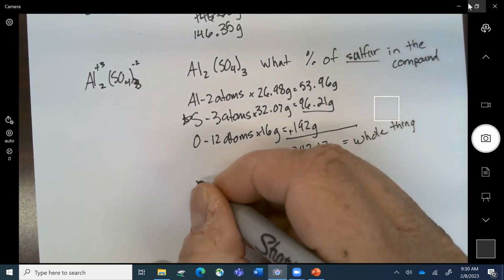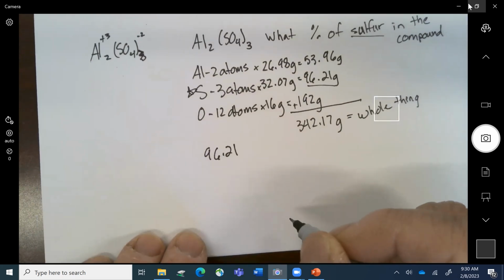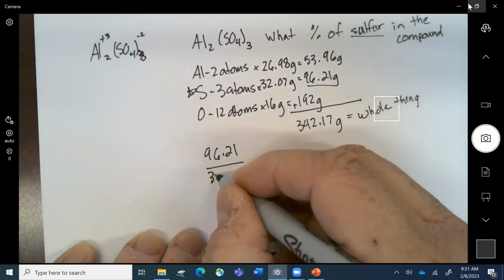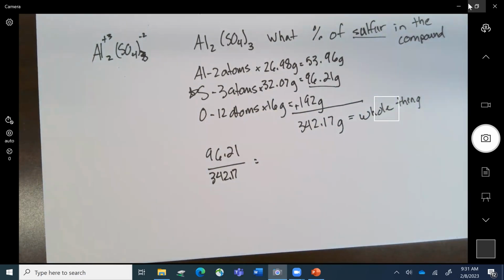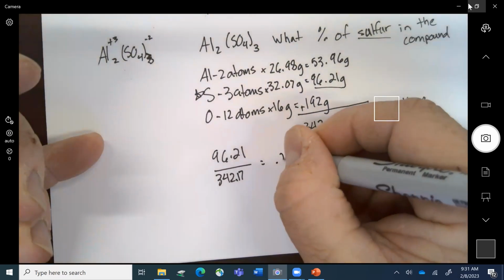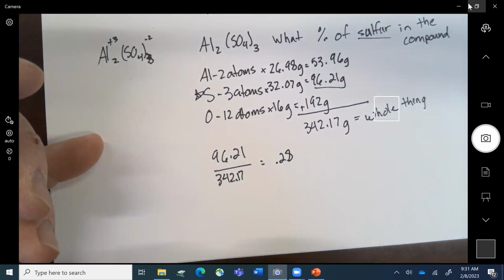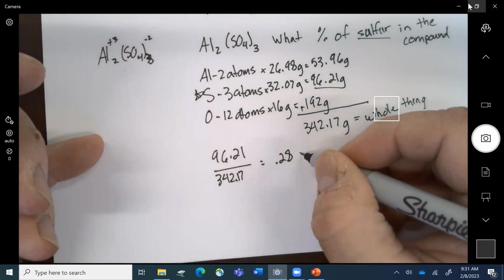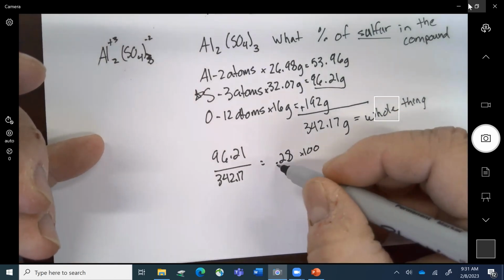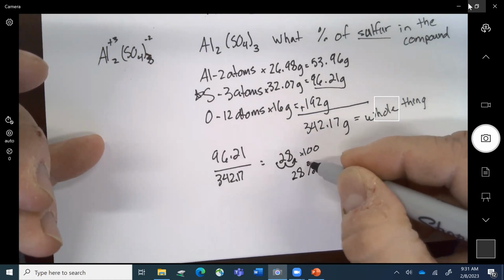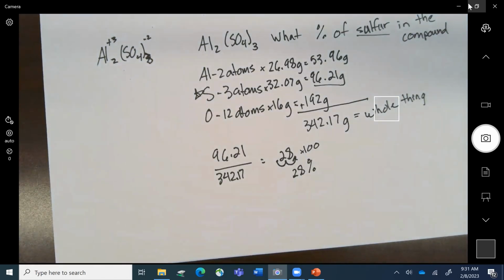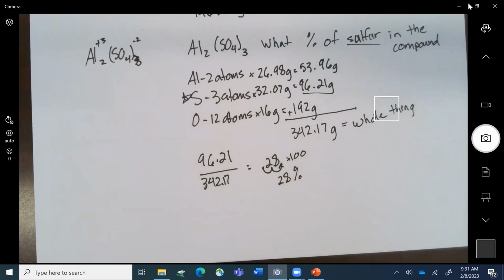So we're going to take 96.21, divide it by 342.17, and this will give you your decimal first. 96.21 divided by 342.17 equals 0.28. Well, how do you get 0.28 to a percent? You can multiply it by 100, or what I do is just move the decimal two places to the right, which is 28%. So sulfur is 28% of aluminum sulfate.